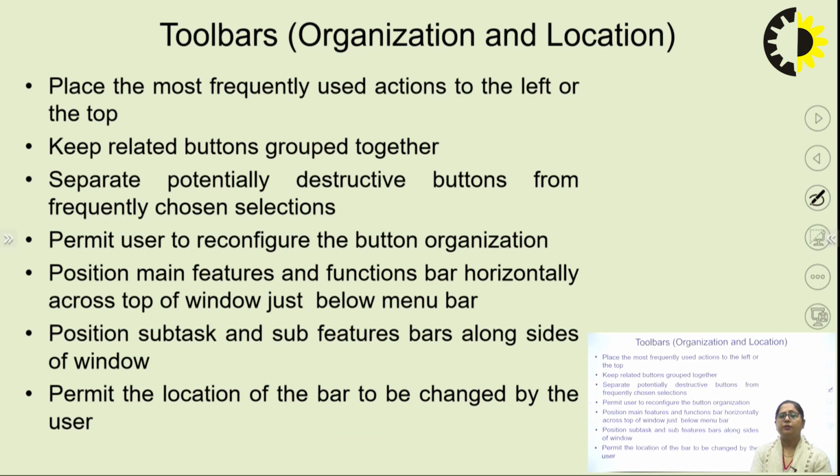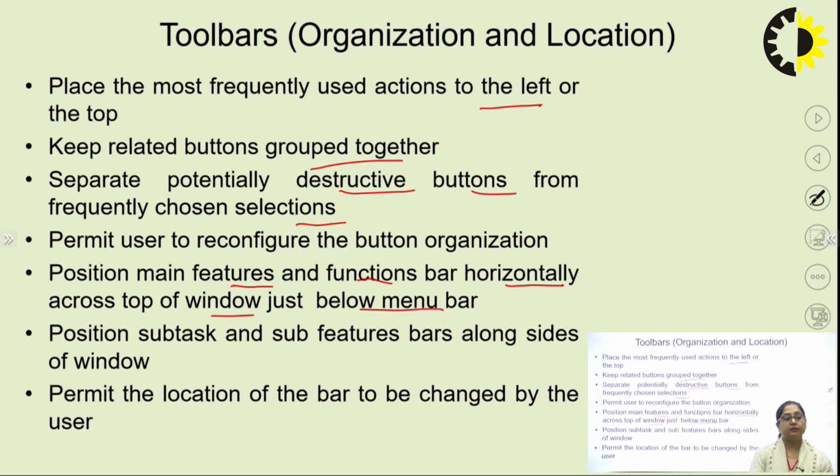So, place the most frequently used actions to the left or to the top, and keep related buttons grouped together, like cut, copy, paste, which always come together. Separate potentially destructive buttons from frequently chosen selections, and permit the user to reconfigure the button organization. Position the main features and functions bar horizontally across the top of the window just below the menu bar.